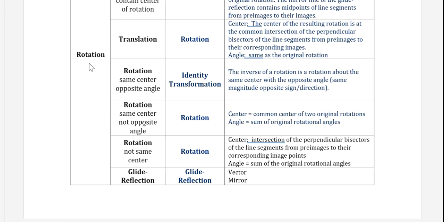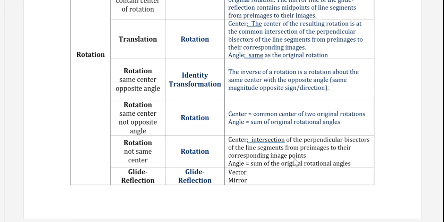If it's a rotation followed by another rotation, not the same center, you still get a rotation. The center is at the intersection of the perpendicular bisectors of the line segments from pre-image to their corresponding final image points. The angle is the sum of the original rotational angles.